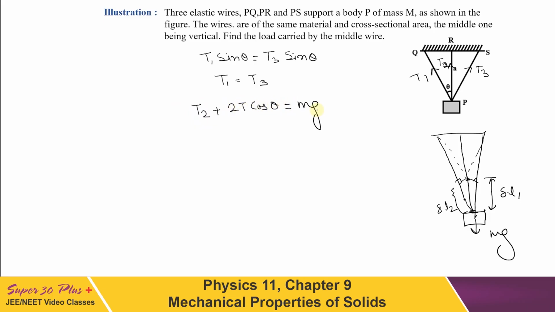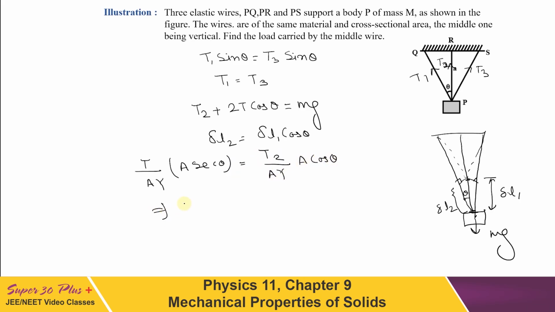And if delta L1 and delta L2 are the elongations in the middle and the side wires, then we can write delta L2 to be equal to delta L1 cos theta, which is obvious from this diagram itself. So now we can write T by A Y, A sec theta, to be equal to T2 by A Y, A cos theta. And from here the result will be T being equal to T2 cos square theta.